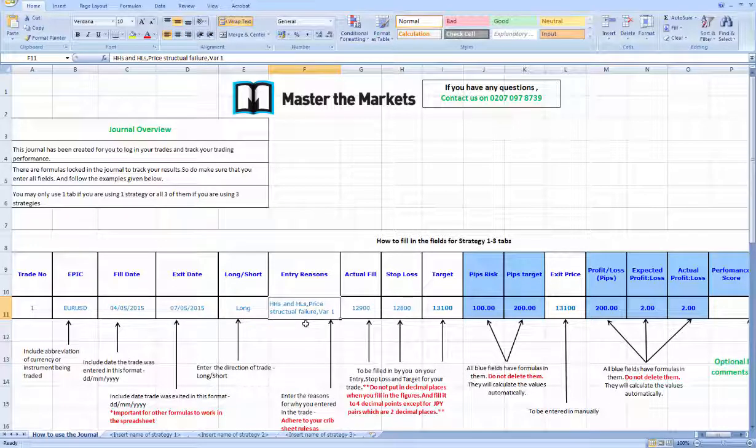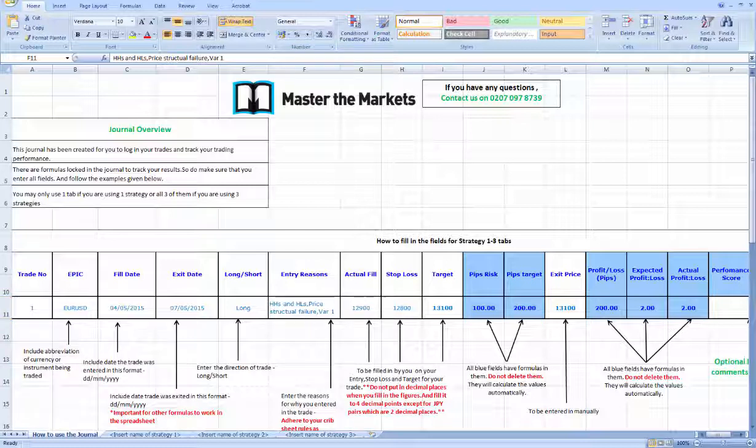The entry reasons here, you can put in some commentary about why you entered the trade. So if you're entering, and obviously this example is using a dynamic breakout, if you're entering using the dynamic breakout strategy from the Master of the Markets live trading room, then of course you would be putting in things like higher highs, higher lows, price structural failure, the fact it was variation 1, and whatever other comments you needed to add in. The actual fill is the entry level that you actually got into the market. It's important that you put in the level that you were actually filled at, not your projected level. So sometimes you're going to get slipped, sometimes you may get a slightly later entry. This is all important to understand. So you need to put in the actual level that you were filled.